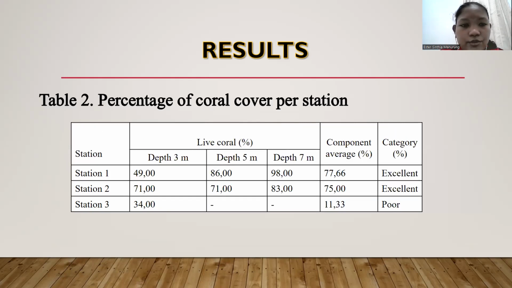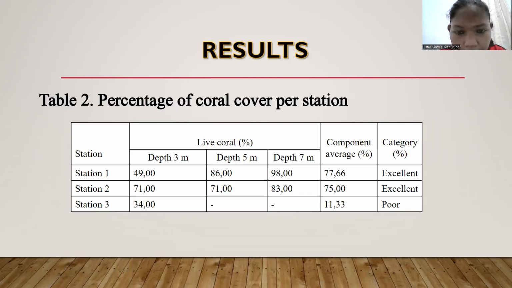Later in Table 2, there is the percentage of coral cover per station. In Table 2, the highest coral cover condition in Rendani waters is at Station 1 at 77.66% and Station 2 at 75%, categorized as excellent. The lowest percentage is at Station 3 at 11.3%, which is categorized as poor.